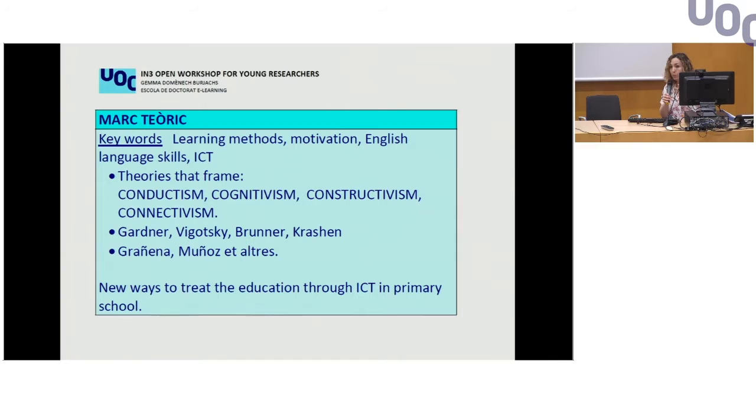Other authors like Rañena, who is my tutor and whose works I follow, and I have as an example Muñoz, Tragant, and Spada, say that language is better acquired at early ages, and if there is enough input, children can learn the language in an implicit way. We as adults can understand better the structure of the sentences and can learn the subject, the verb, the object, manner plus time, but children, if they are given enough input, can learn implicitly. So it is our task as teachers to give them tools to learn in an easy way. The new ways to treat education through ICT in primary school must follow these directions.